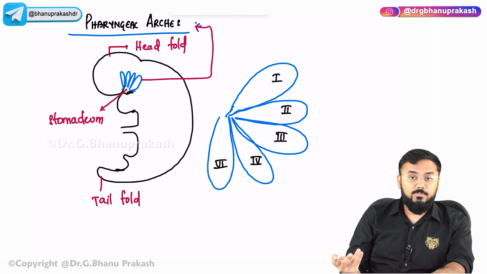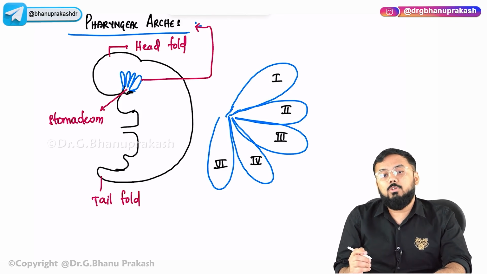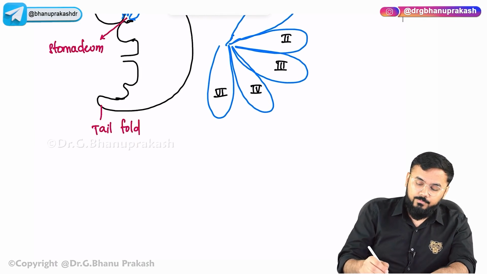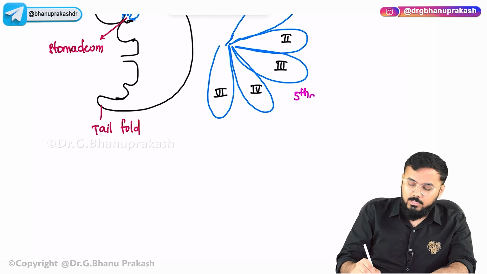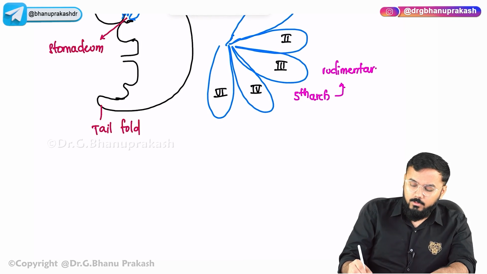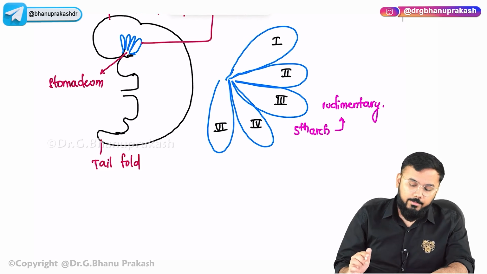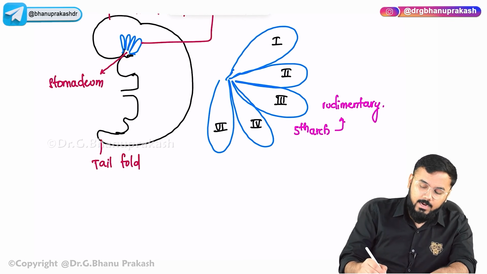Okay, then where is the 5th arch over here? 5th arch is rudimentary. Okay, so where is the 5th arch? Yes, where is the 5th arch? The 5th arch is rudimentary. 5th arch is rudimentary.